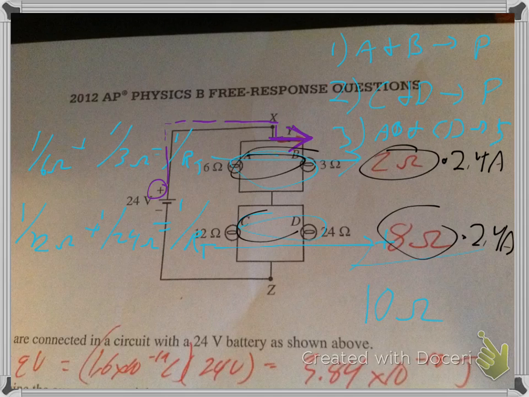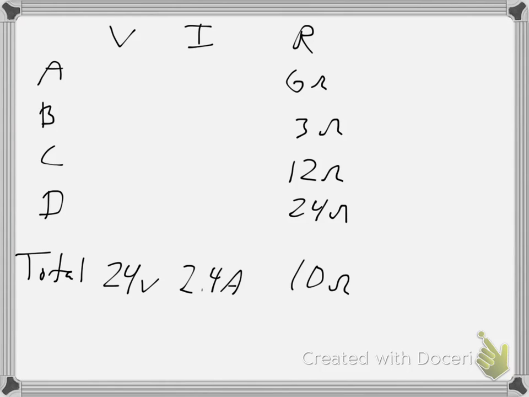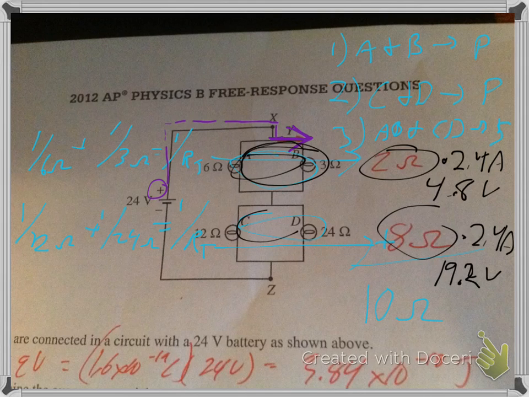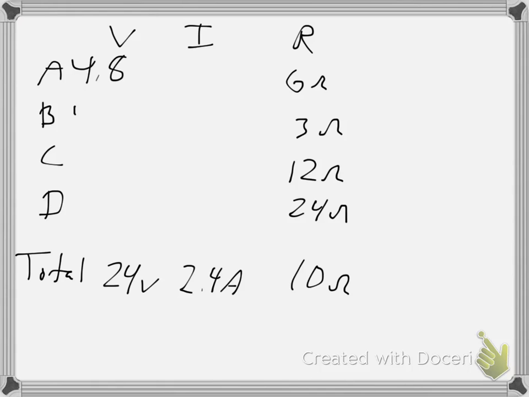I get that 2 times 2.4 is going to be 4.8. And that's the voltage across these two right there. And the 8 times 2.4 is going to be 19.2, I think. Yep, 19.2. And I can go and plug these in here. 4.8, 4.8, because those are parallel, and then 19.2 and 19.2.